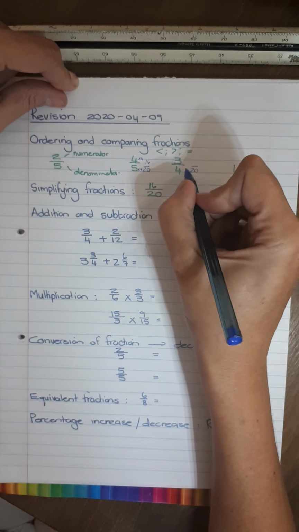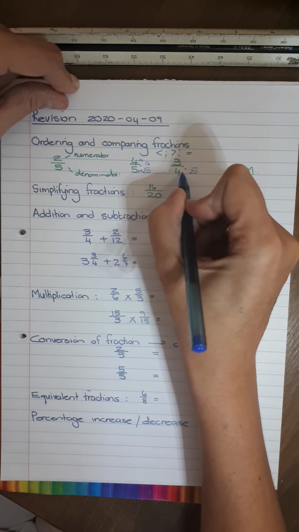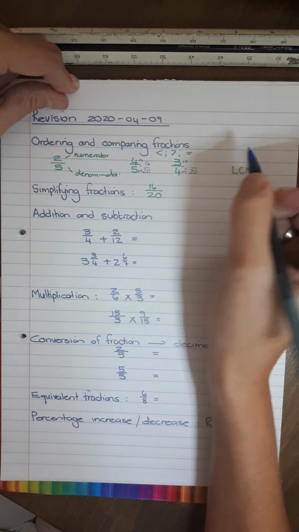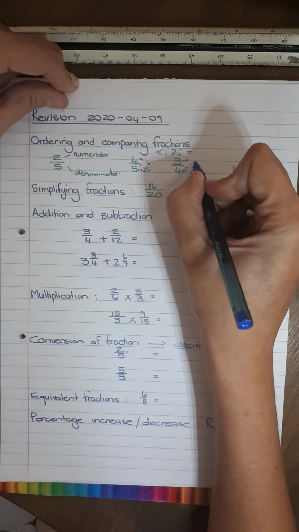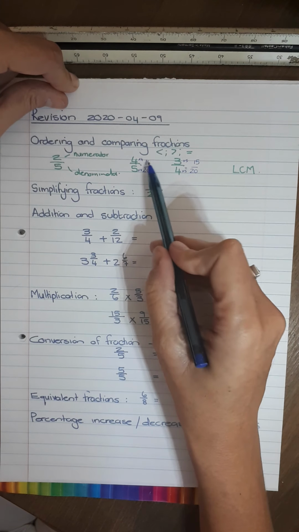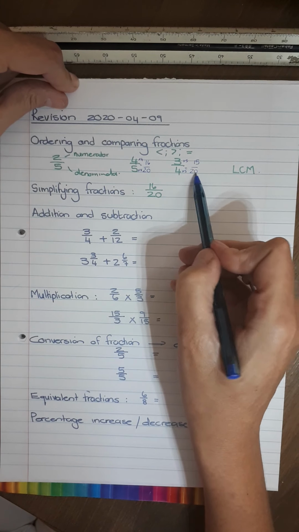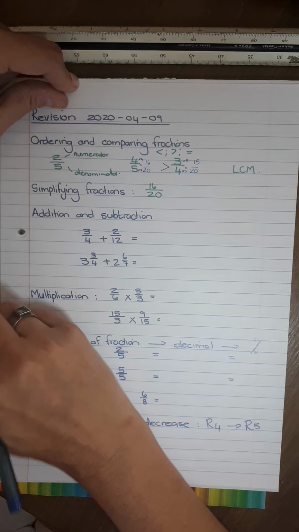And on this side, if I do the same, I say, how do I get from 4 to 20? 4 times 5. And this one is also going to be times 5, because whatever I do at the bottom, I have to do at the top, and that gives me 15. So I can see that 16 out of 20 is bigger than 15 out of 20. So I'm going to apply that sign.